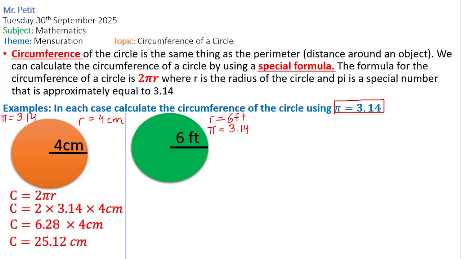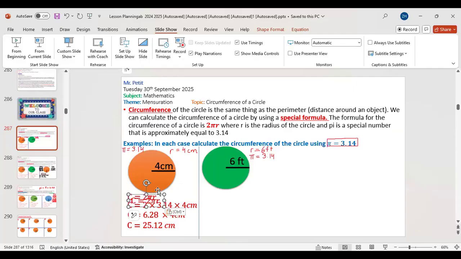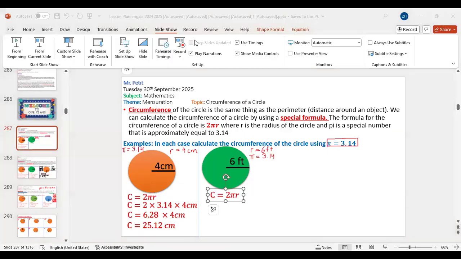And so now all we need to do is go ahead and list our formula. Our formula says that C is equal to 2 pi r. So put that there. C is equal to 2 pi r. Good.